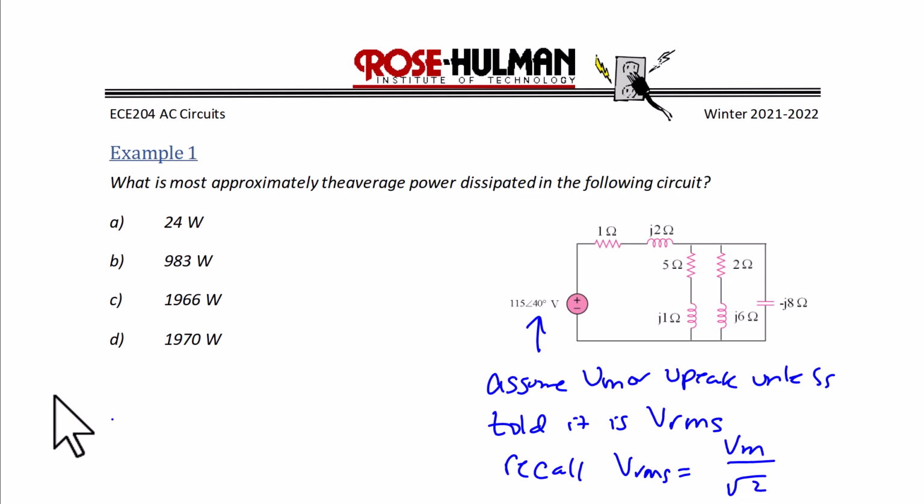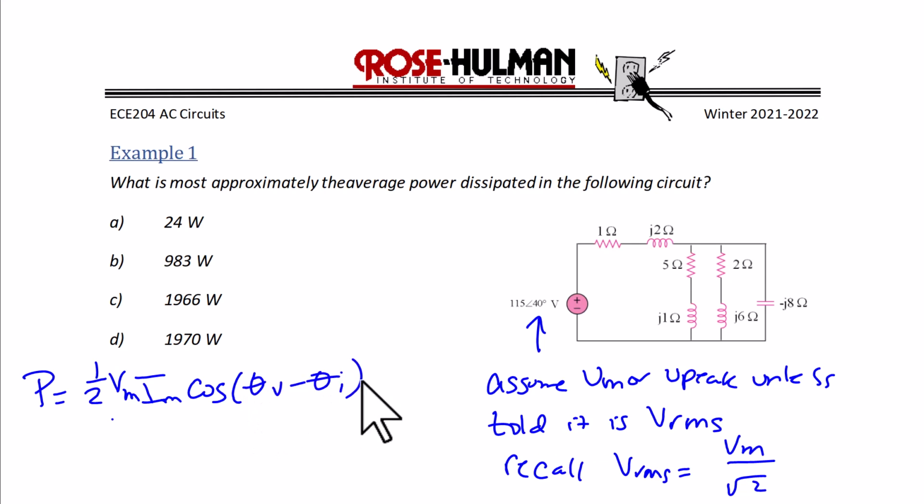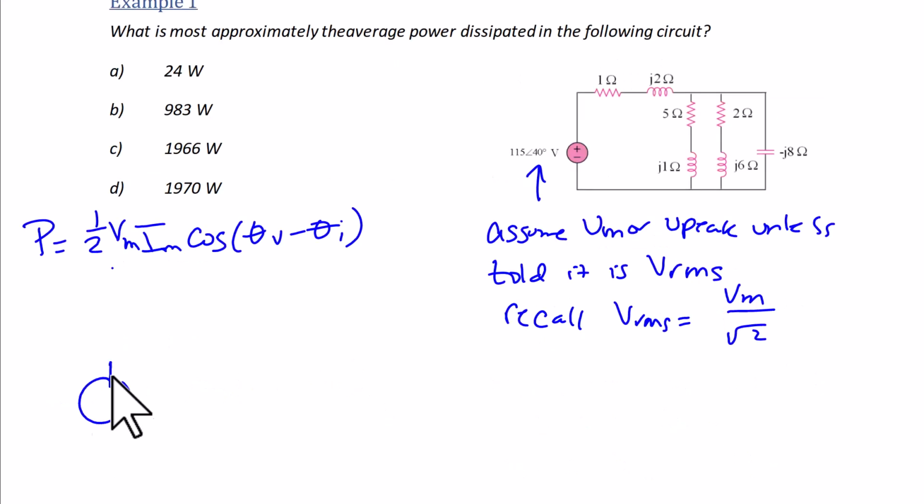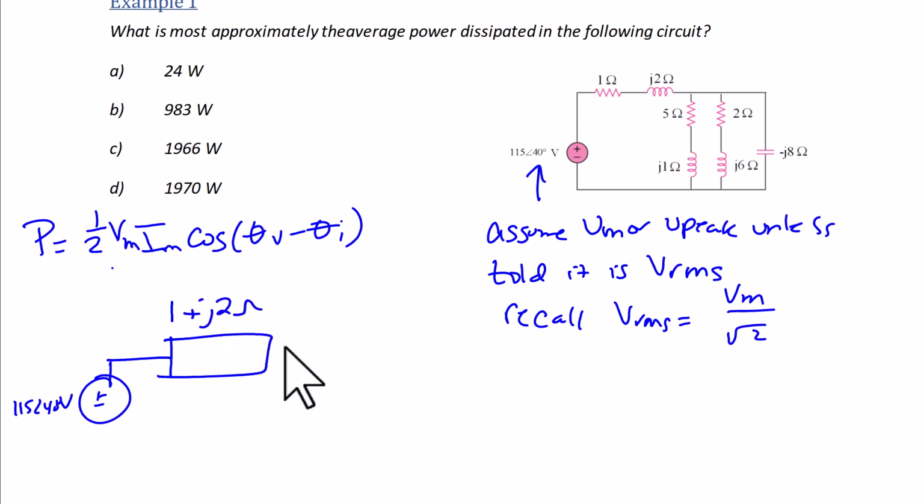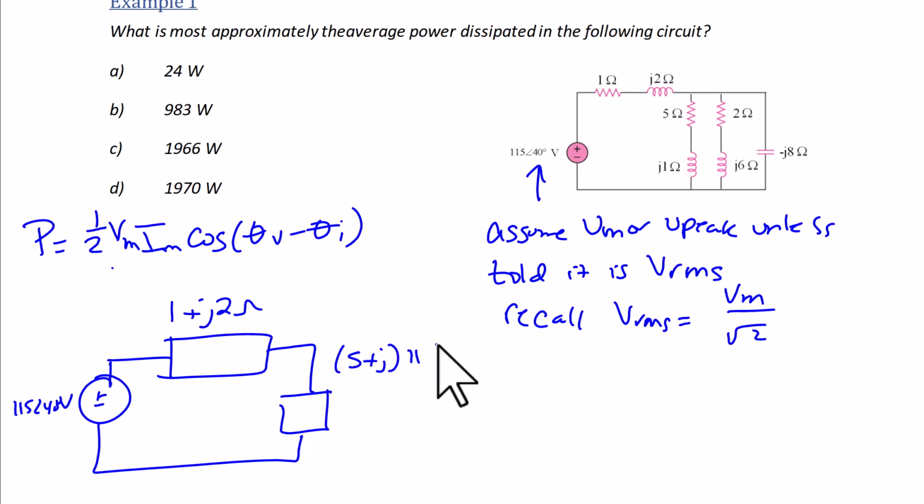So when we do that, we are going to have 1 plus j2, and then 5 plus j, 2 plus j6, and negative j8 in parallel. Recall that the power is 1/2 VmIm cosine(θV minus θI). So here we're going to draw our voltage source with the value of 115 with an angle of 40 degrees. And that's in series with 1 plus j2 ohms. And then when we combine those components on the right in parallel, we get that the impedance of 5 plus j in parallel with 2 plus j6 in parallel with negative j8 is equal to 3.862 plus j ohms.